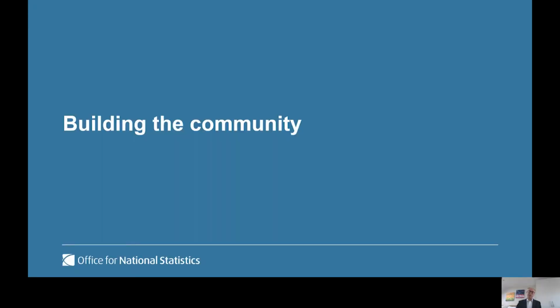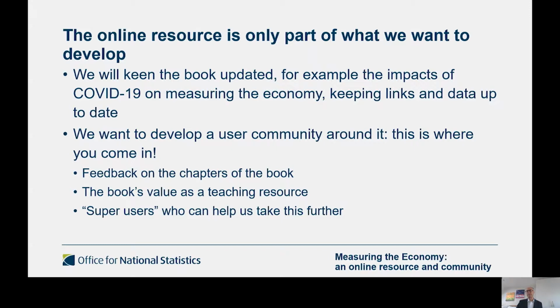So I said in my earlier comments that this isn't just an online resource. We are interested in building a community around it. So we will keep the book updated. I think it would be a poor investment in time if we were to write this once and let it get out of date very quickly. So we will be introducing additional sections in the near future for things like the impact of COVID-19 on measuring the economy, making sure the links and the data are kept up to date, and changing the economic story where it's appropriate. However, rather than it just being an ONS product, we're very keen to develop a user community around it. And this, please, is where you come in.